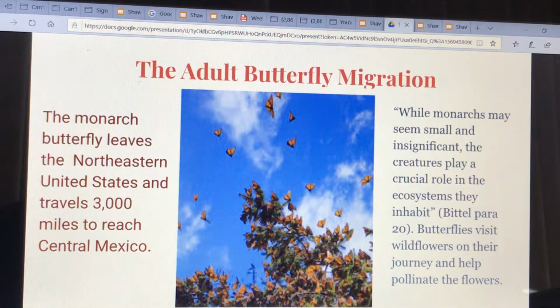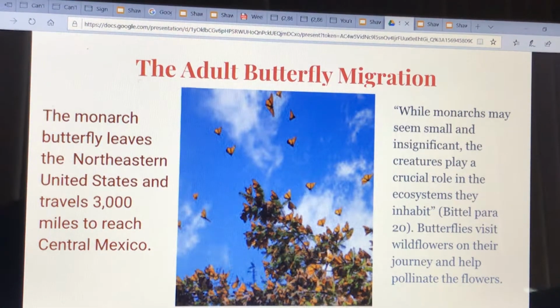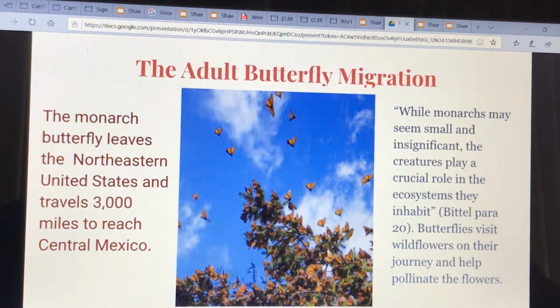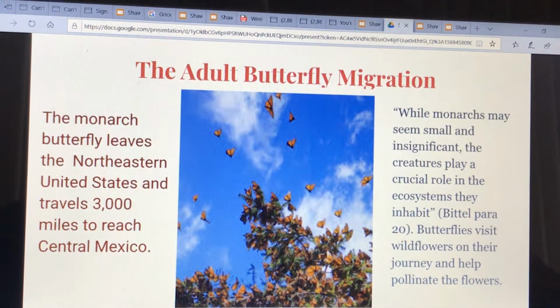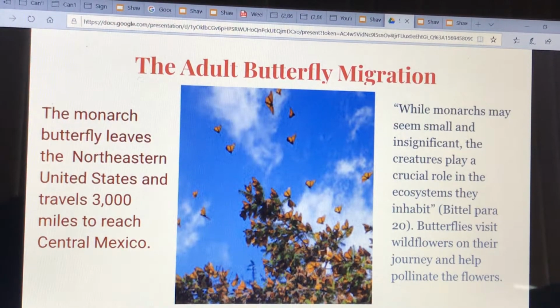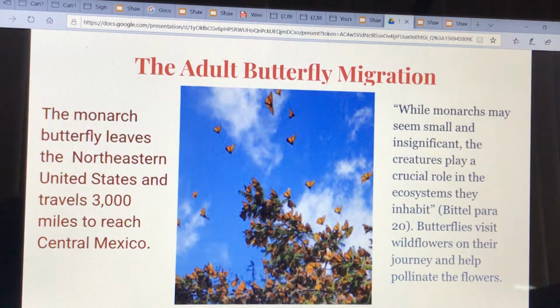And when it flies away, the monarch butterfly leaves northeastern United States and travels 3,000 miles to reach central Mexico. So in this photo here, you can see several butterflies gathered on this tree. I've seen photos, it looks like a dark cloud. There's so many of them, which is probably why I see them all over the front of my car. And that's because they do fly in one certain path. That is the only way they go. And that's their migration pattern, and it doesn't matter if it's going across the 15 freeway.